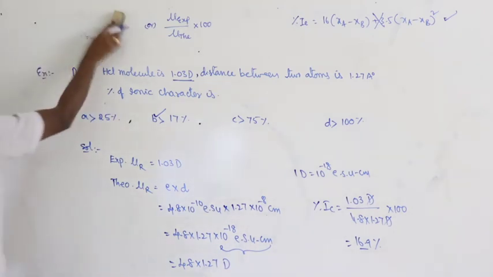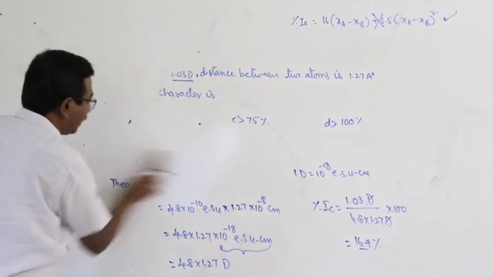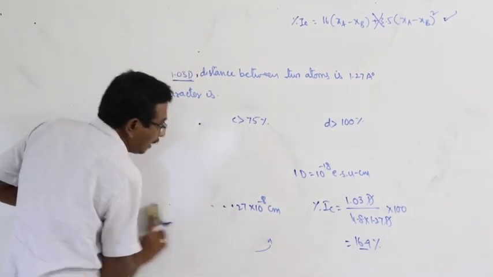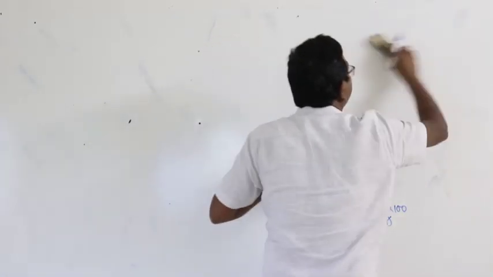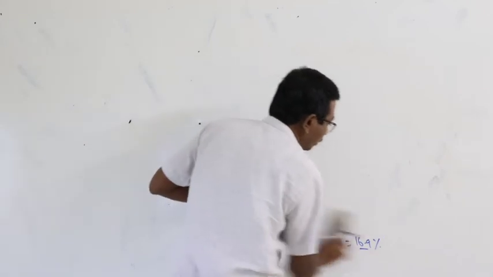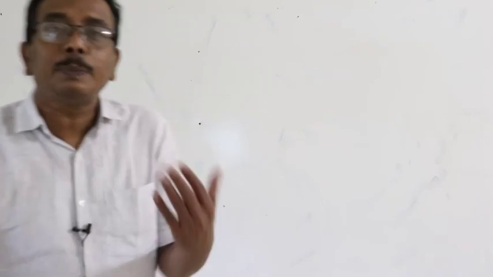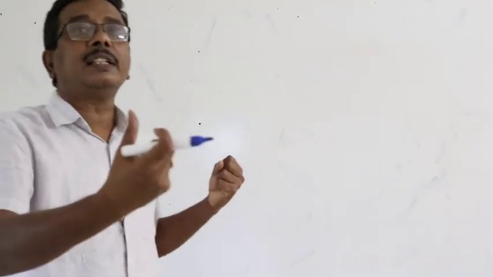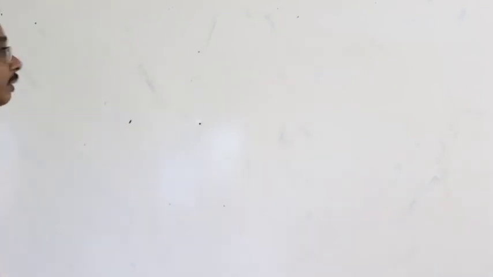Right. What about the second application? Second application. Dipole moment plays an important role to determine the shape of molecules or geometry of the molecules, bond angles and bond lengths. And at the same time, by using dipole moment, we can explain the reason for the deviations in the geometry of the molecules and also bond angles.